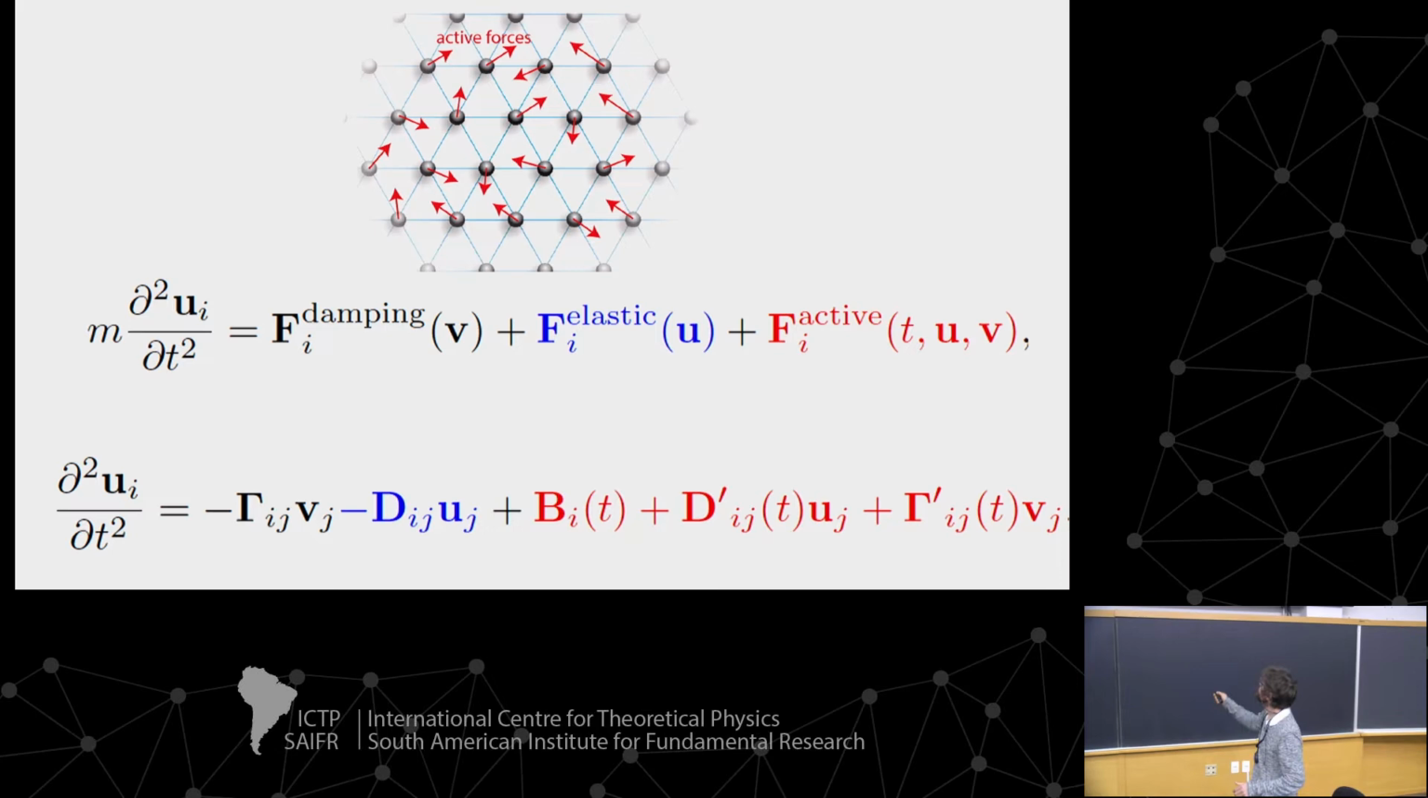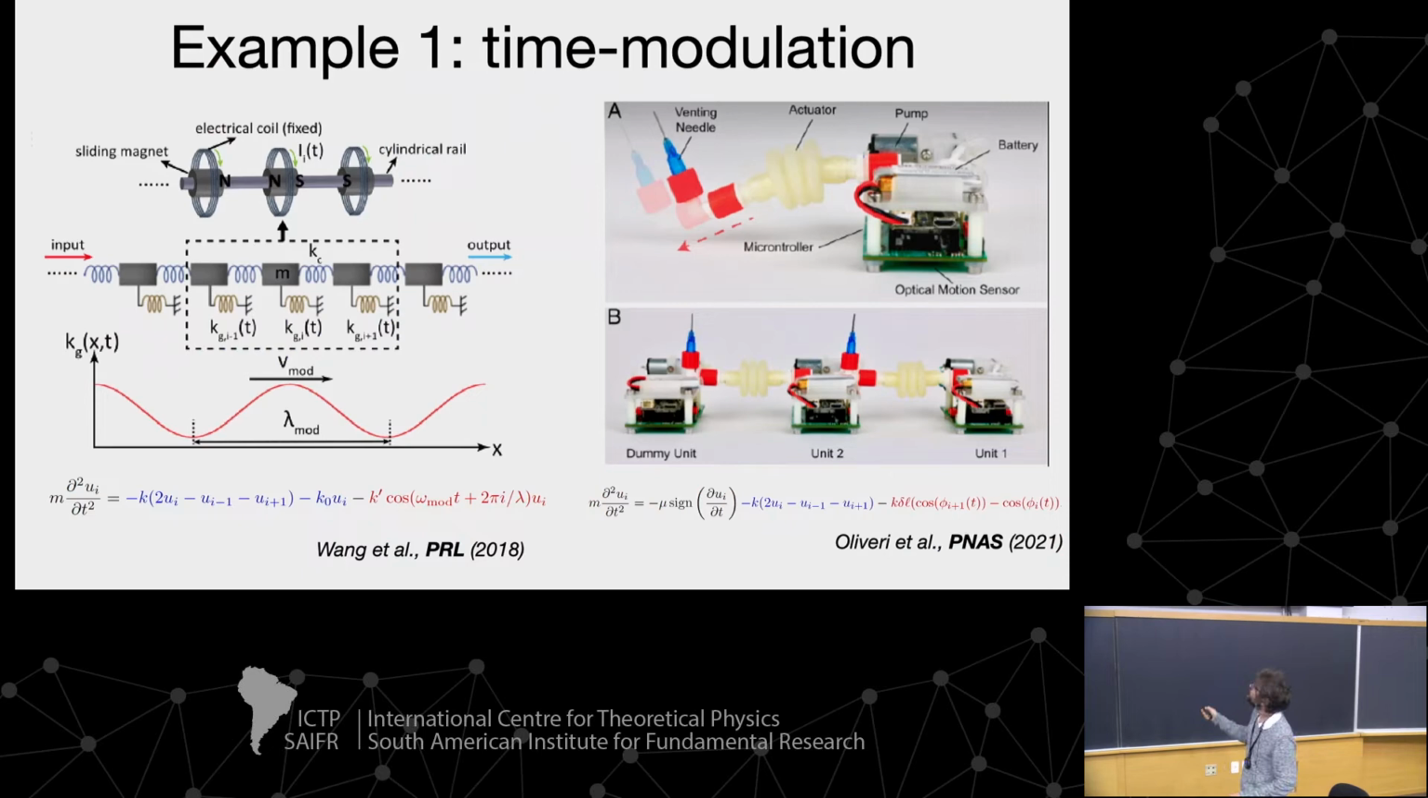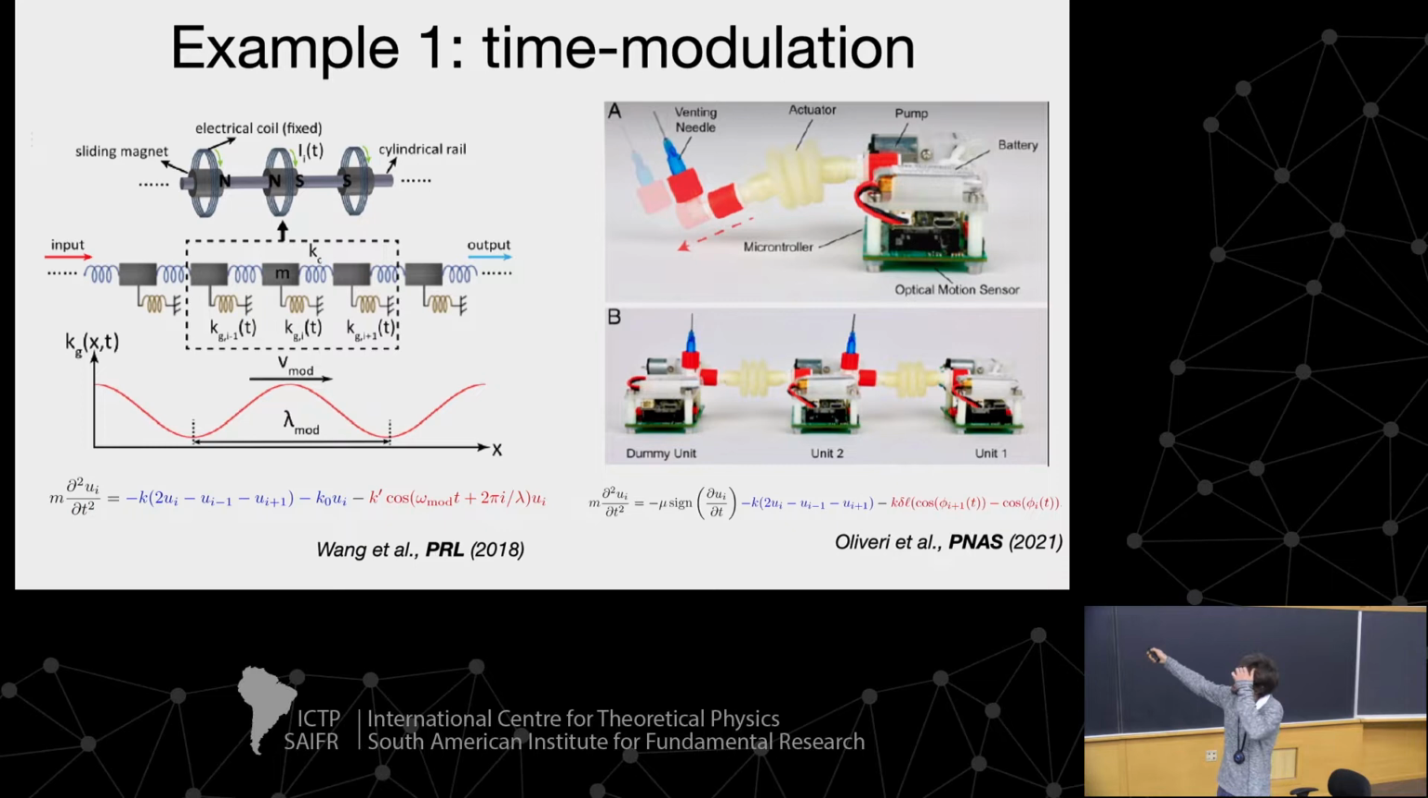Now I'll just cover one example quickly. What happens, for instance, if you use time modulation? That's what people have done here, in the group of Chiara Daraio at Caltech, where they have a bunch of nodes that can slide on a rod. Each of the nodes is actually a magnet. If they modulate the current in the coil, they can change in time the stiffness of the spring that connects each node to the ground. They can do that with temporal modulation, oscillating it in time, but also with a wavelength, so they have a spatiotemporal pattern, basically a wave, that modulates the wave.